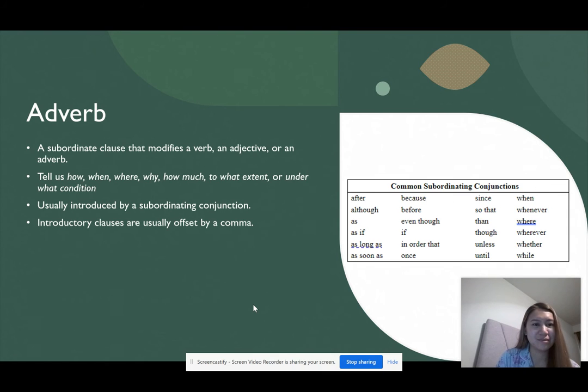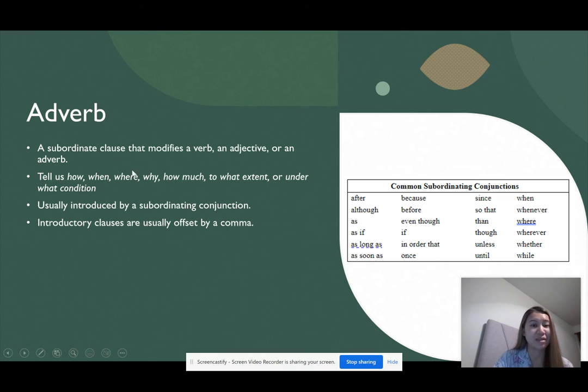Adverb: a subordinate clause that modifies a verb. Okay, what do we know about an adverb? An adverb modifies a verb, an adjective, or another adverb. An adjective modifies a noun or a pronoun. An adverb tells us how, when, where, why, how much, to what extent, or under what conditions.